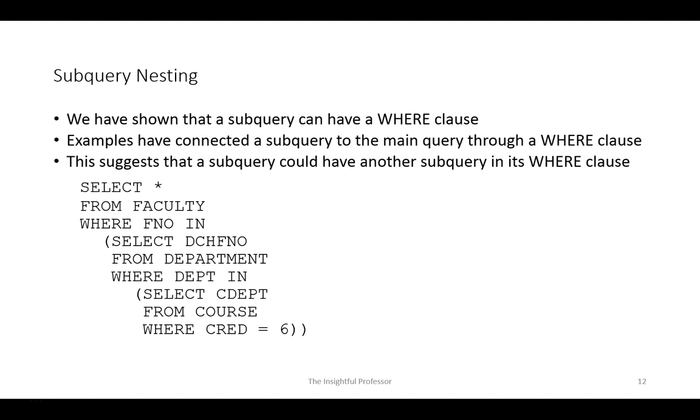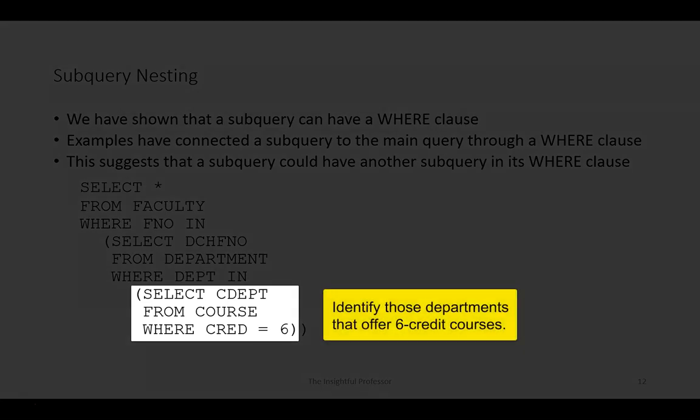There's no limit as to how many levels we can go. However, for practical purposes, we tend to cut this off at some point. Each new subquery must be enclosed with its own set of parentheses. In terms of evaluating a query that has multiple subqueries, the system will execute the innermost subquery first. So in this example, the innermost subquery determines the departments that currently offer 6-credit courses.